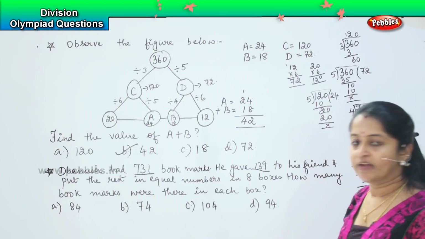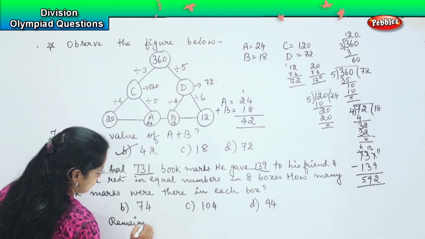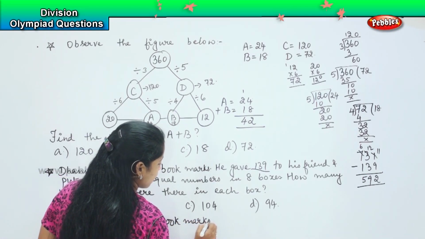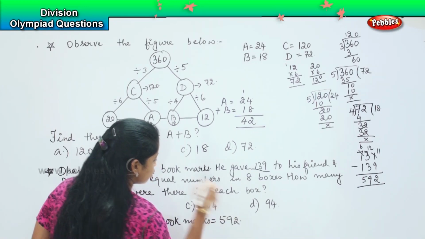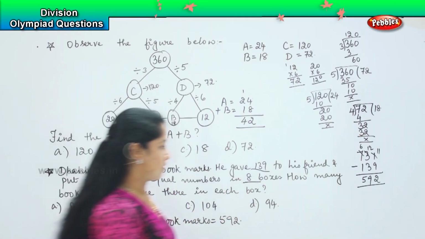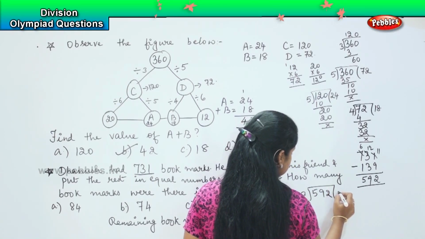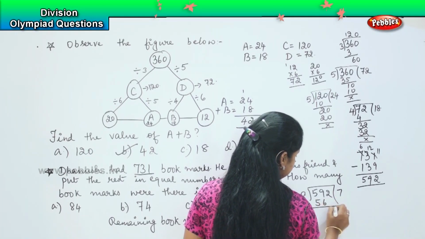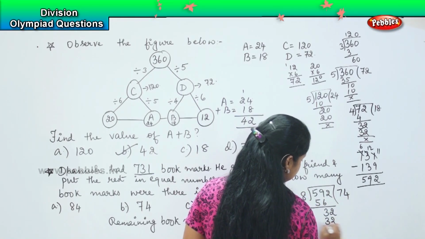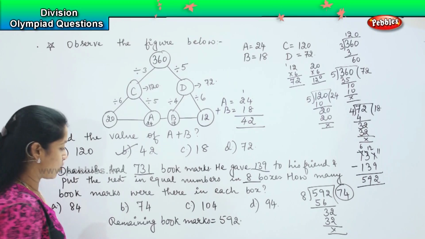So which means how many were left with him? The remaining bookmarks were 592. Now the question asks, he put the rest in equal numbers in 8 boxes. So 592 divided by 8. So 8 sevens are 56. Then 9 minus 6 is 3. 8 fours are 32. So which means he had 74 bookmarks in each box, option B.